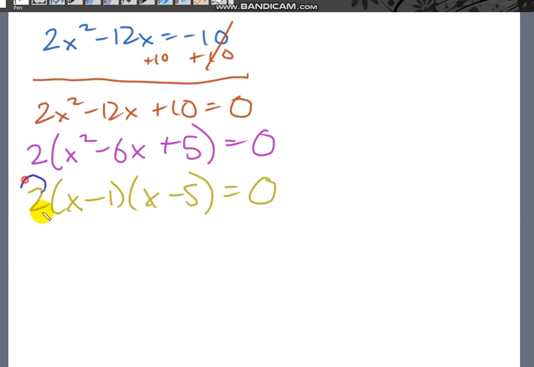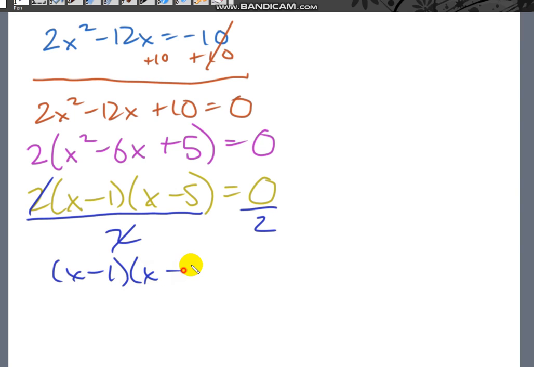Next, what we can do is get rid of the 2. In order to get rid of the 2, divide each of the sides by 2. 0 divided by 2 is 0, so we get x minus 1 times x minus 5 equals 0. Now what we can do is solve for x.